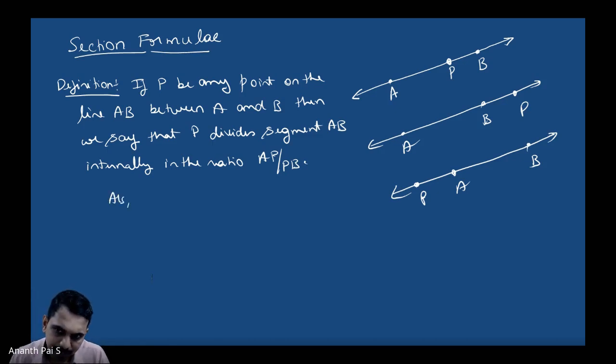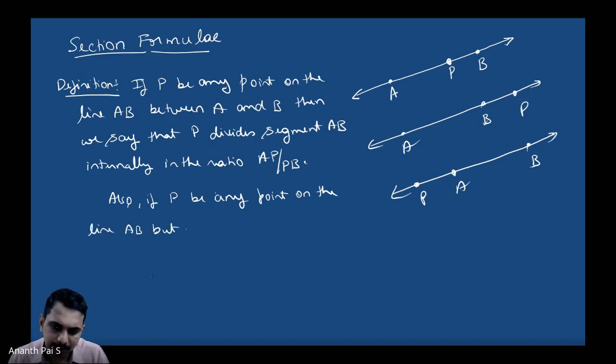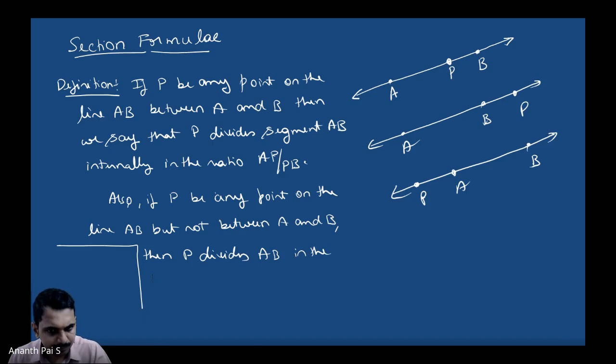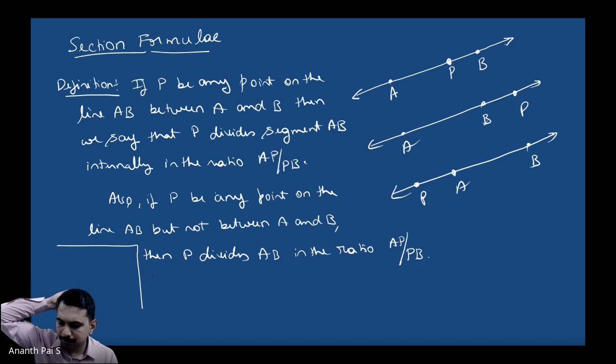Also, if P be any point on the line AB, but not between A and B, then P divides AB in the ratio AP by PB.